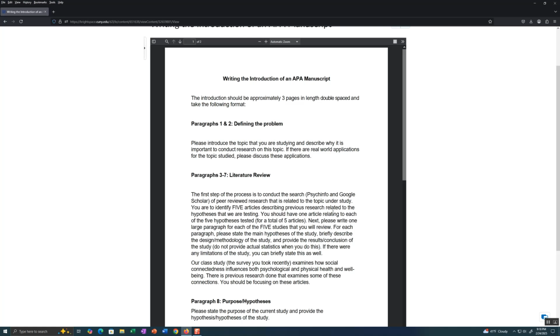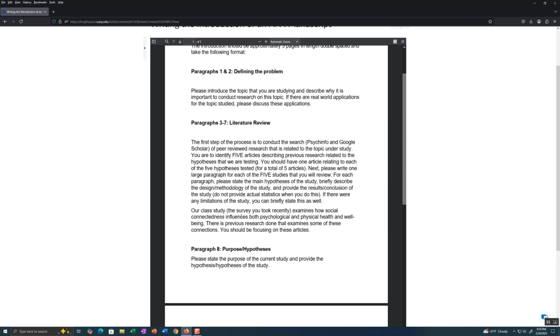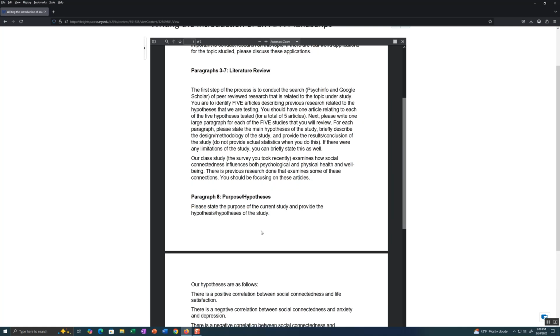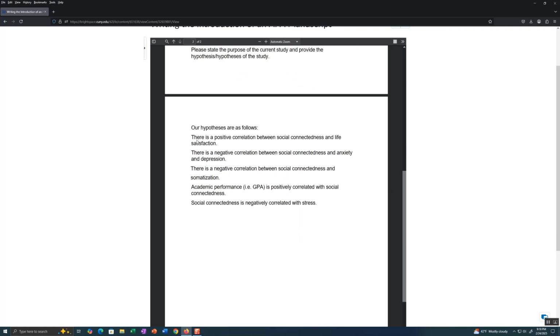Now, paragraphs 3 through 7 is the literature review. So you need to find 5 articles, research articles. Each article is going to deal with one of the 5 hypotheses. Here are your 5 hypotheses.